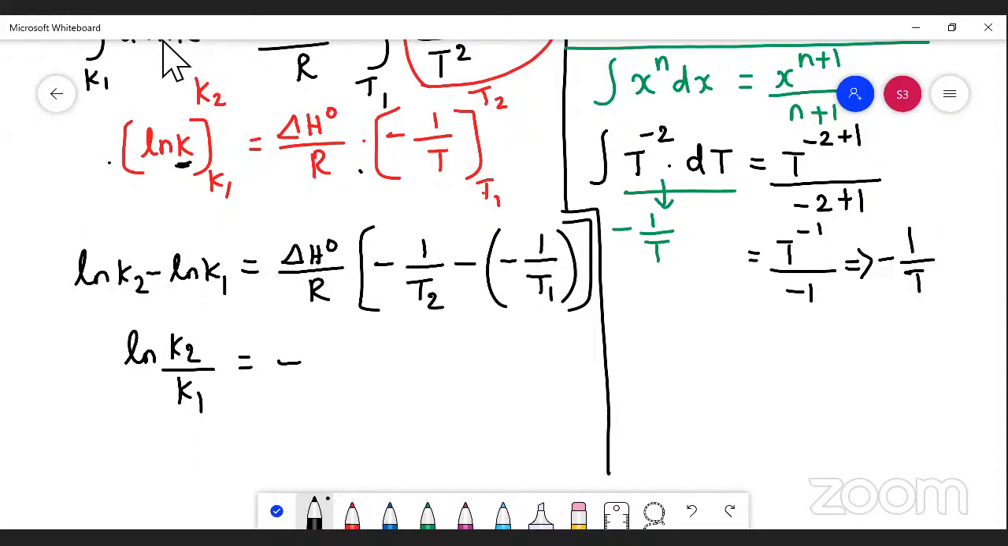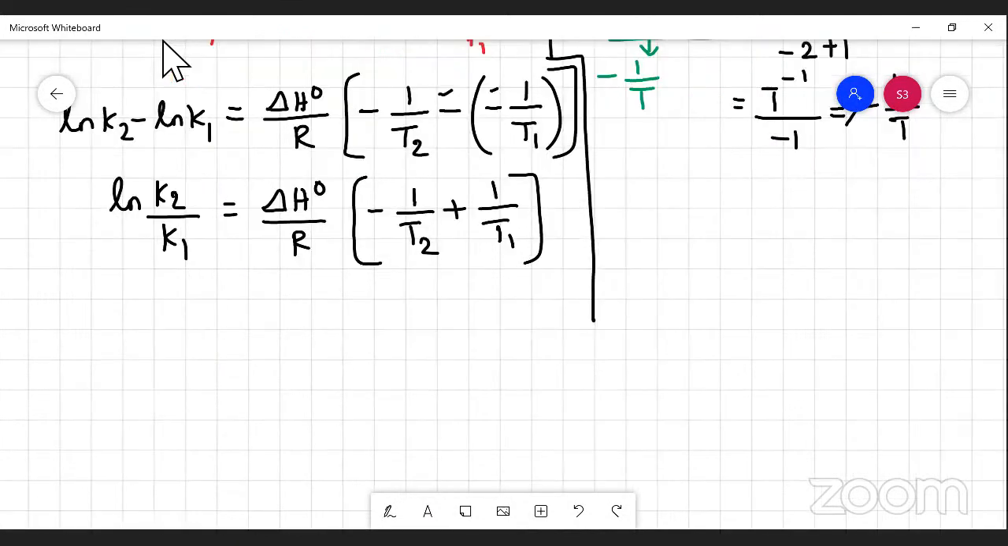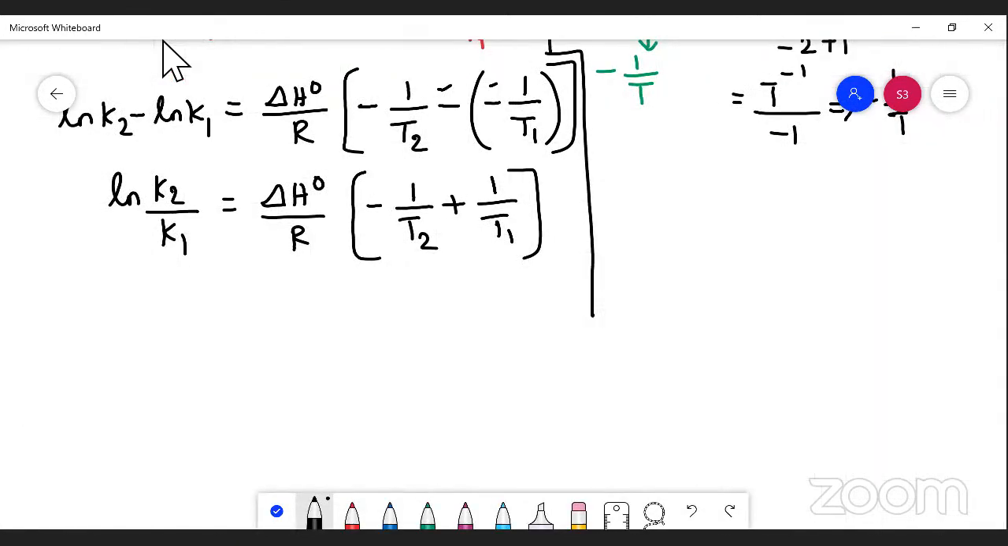On taking this del H naught divided by R as a constant, you keep it on the other side. On simplification, I write 1 by T2 minus 1 by T1. This minus and minus, change it as plus 1 by T1. Next step, again you are going to take an LCM for minus 1 by T2 plus 1 by T1. So left side, no change: ln of K2 divided by K1, that will be equal to del H naught divided by R as a constant.